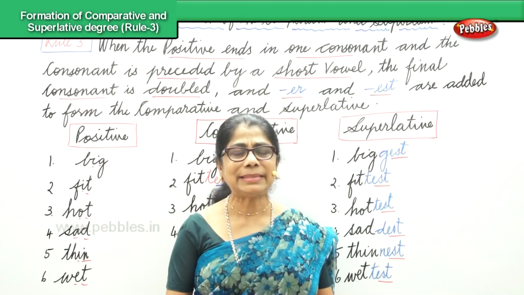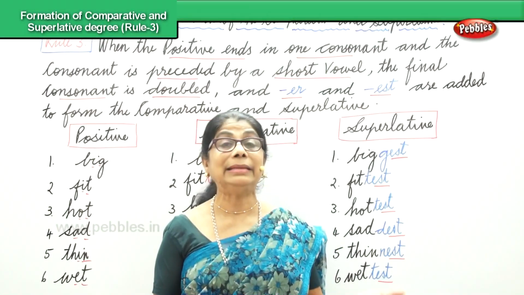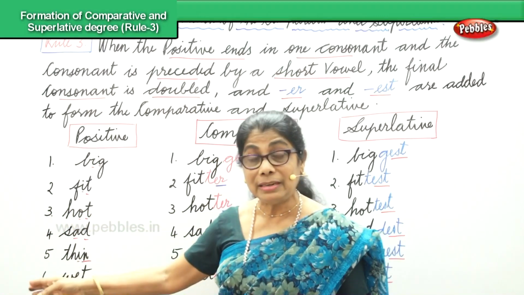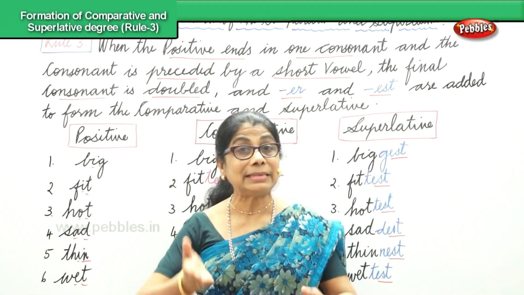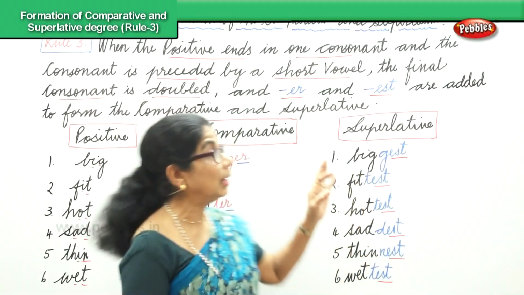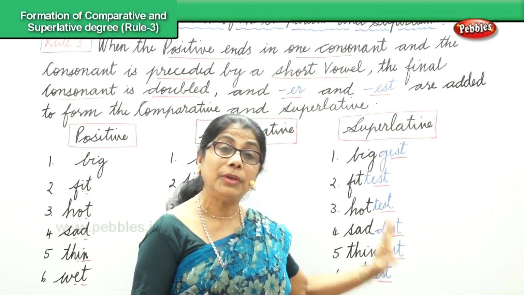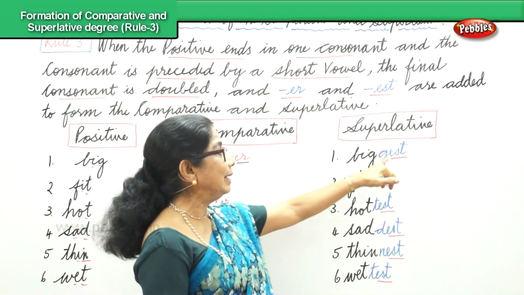What does rule number 3 say? When a positive ends in one consonant preceded by a short vowel, the consonant is doubled, and to form the comparative you add ER, and to form the superlative you double the consonant and add EST.